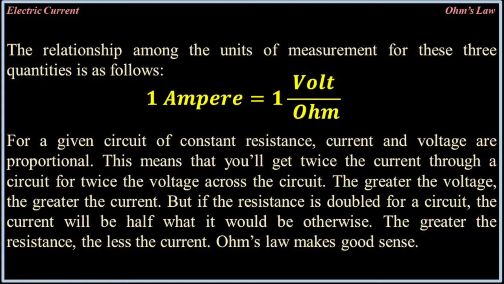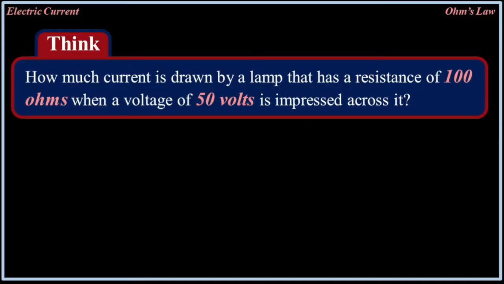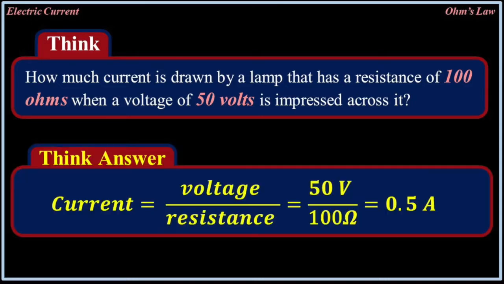But if the resistance is doubled for a circuit, the current will be half what it would be otherwise. The greater the resistance, the less the current. Ohm's law makes good sense. How much current is drawn by a lamp that has a resistance of 100 ohms when a voltage of 50 volts is impressed across it? Current equals voltage over resistance, which equals 50 over 100, which equals 0.5 amps.